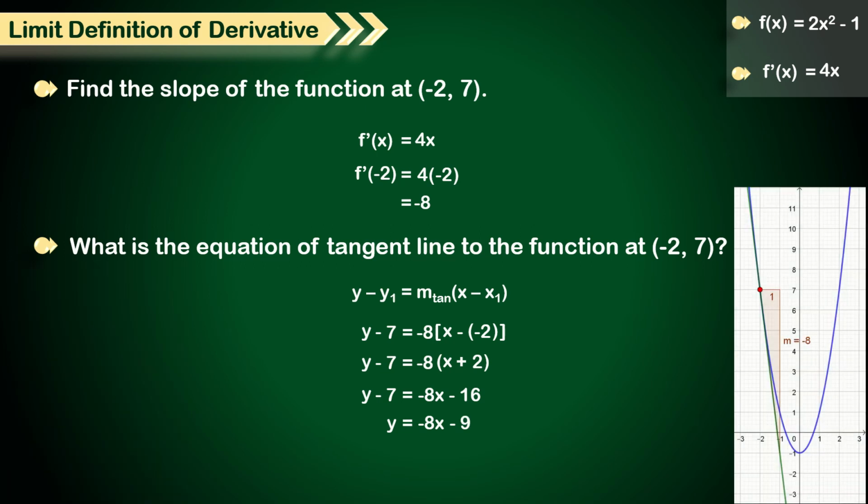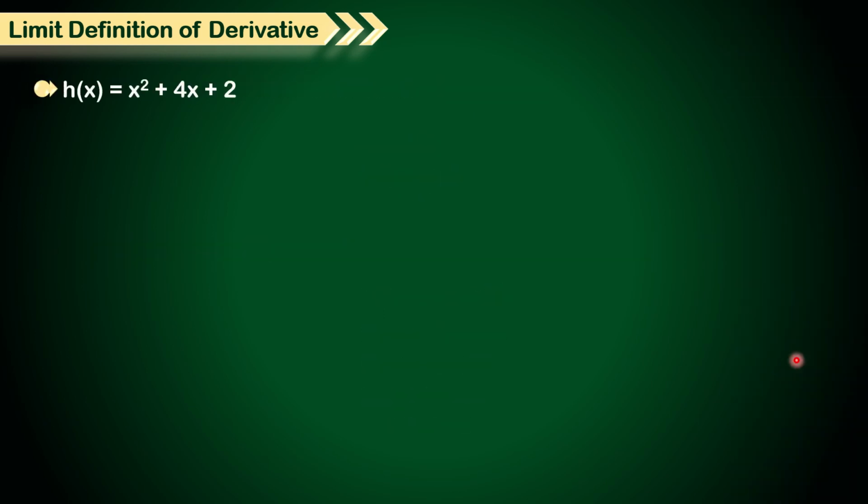Thus, the tangent line on the function at (-2, 7) is y equals -8x minus 9. To make it clearer, this is the graph of the function and a point at (-2, 7). The green line is the tangent line to the curve at the given point, and it has the slope of -8. Last example, find the derivative of h of x equals x squared plus 4x plus 2.